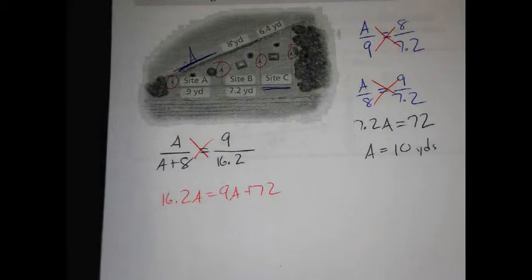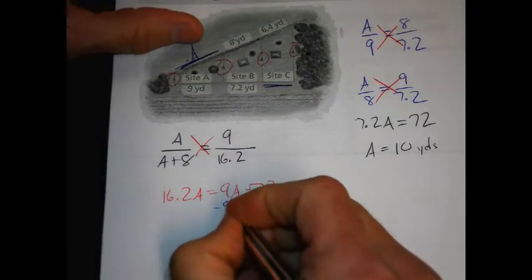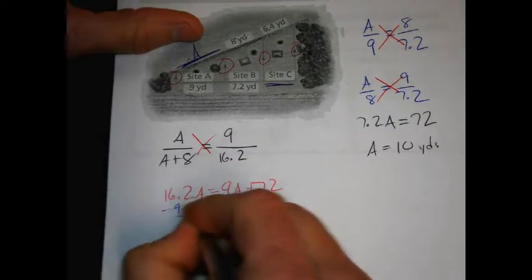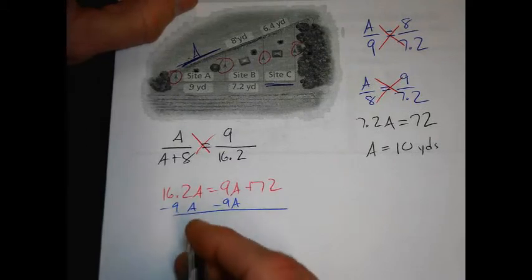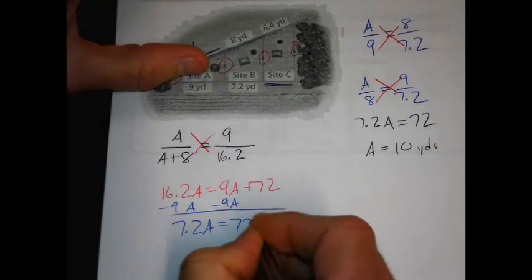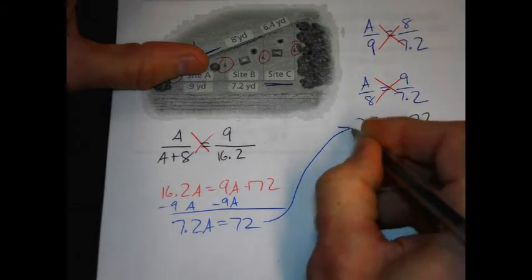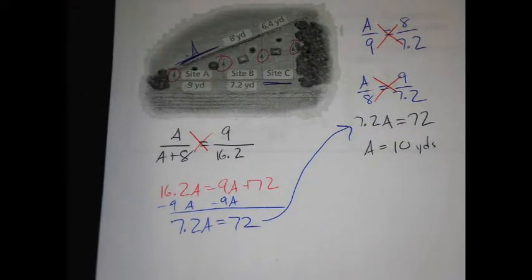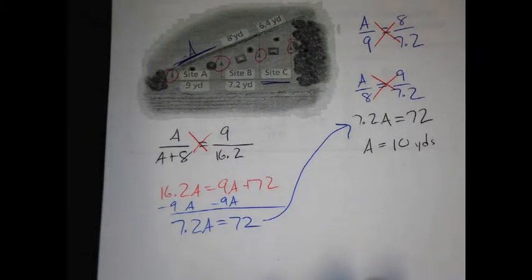So how's that gonna work? Okay, we subtract 9a from both sides. Guess what 16.2 minus 9 is? You guessed it, 7.2a equals 72. That's where we were up here. So it doesn't matter how you look at it, we're gonna get the same result, right? All right, what about the other question?